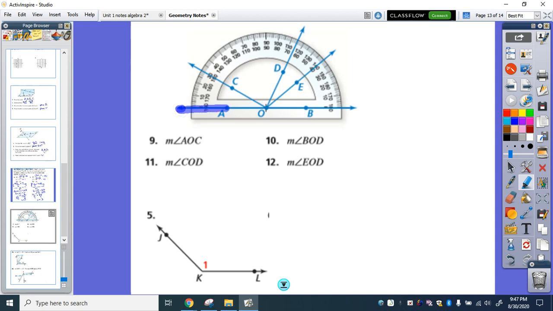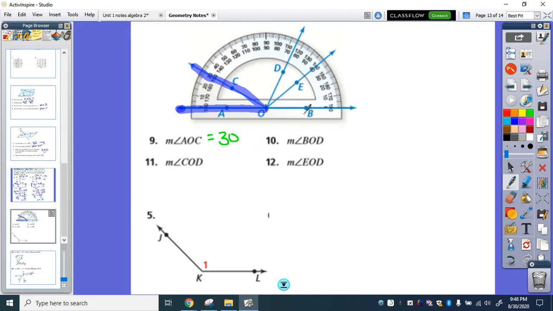So the first question is asking you to find angle AOC. So we know that angle is going to be acute, and if we count the distance in between here, remember we're counting by tens, we've got 10, 20, 30. So AOC is just 30 degrees.